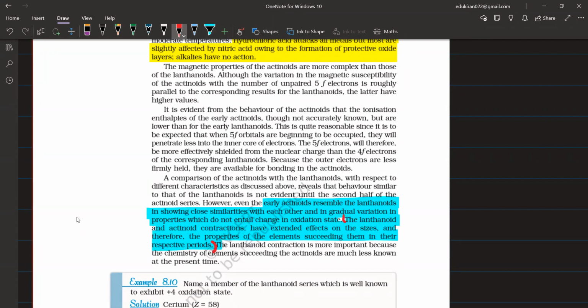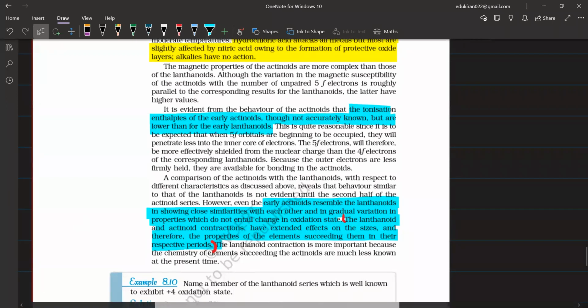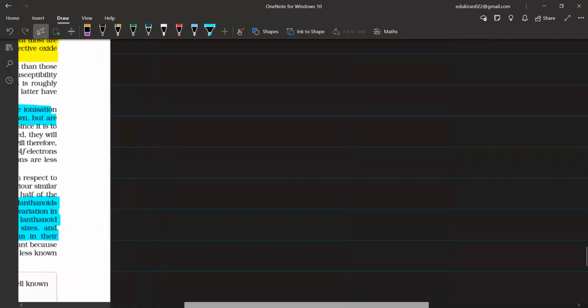इसमें आपको क्या करें? We are comparing the actinides with lanthanides. One important point is here regarding the ionization enthalpy. The ionization enthalpies of early actinides, though not accurately known, are lower than that of early lanthanides. ठीक है? Why does this happen? इसको थोड़ा सा आप लोग समझ लीजिए. ठीक है? Generally, what do we say?